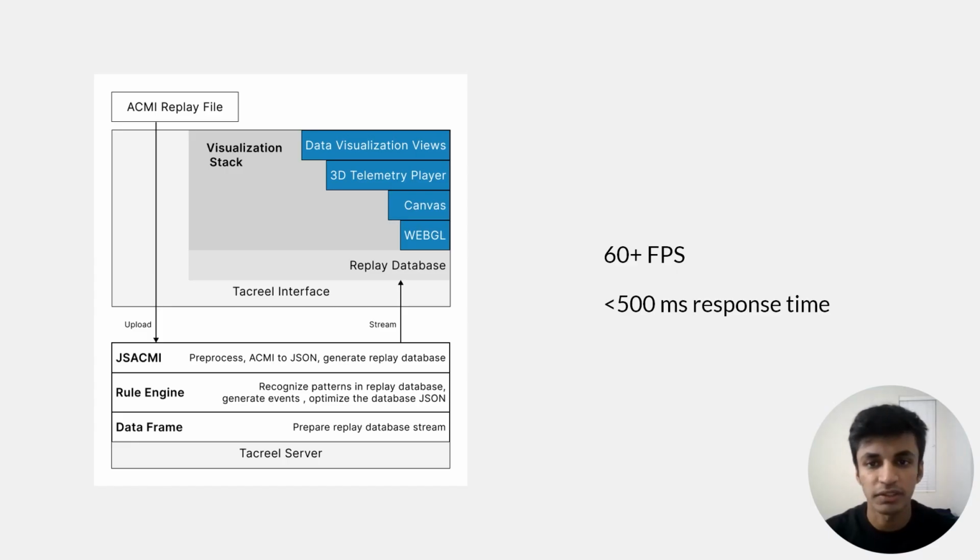The design goal for TAC-Reel was to keep interactions fluid and to support every step of the visualization pipeline. This also required the system to run at 60 plus FPS and with less than 500 milliseconds of response time on all interactions. We achieved this by carefully splitting the computations on the front end and the back end. The backend allows users to upload the replay in ACMI format and parses it into a data frame and streams it continuously to the front end. The front end uses the Three.js library and several free open source 3D assets for recreating this simulation data and is controllable through our custom built 3D player.